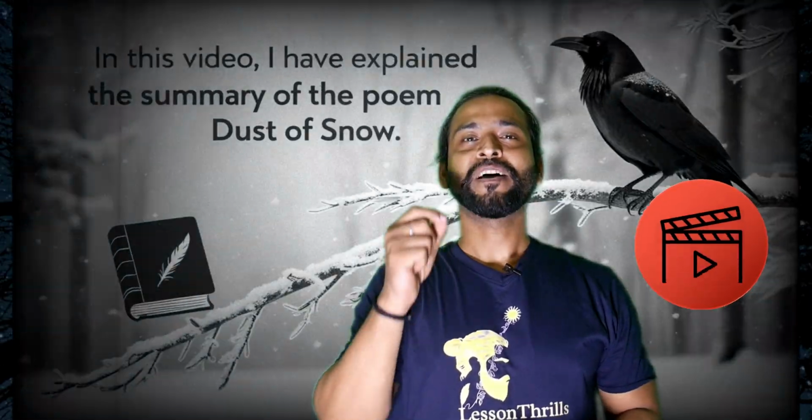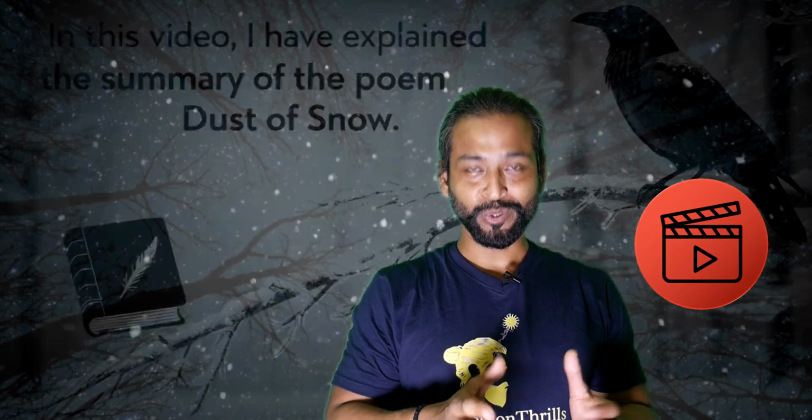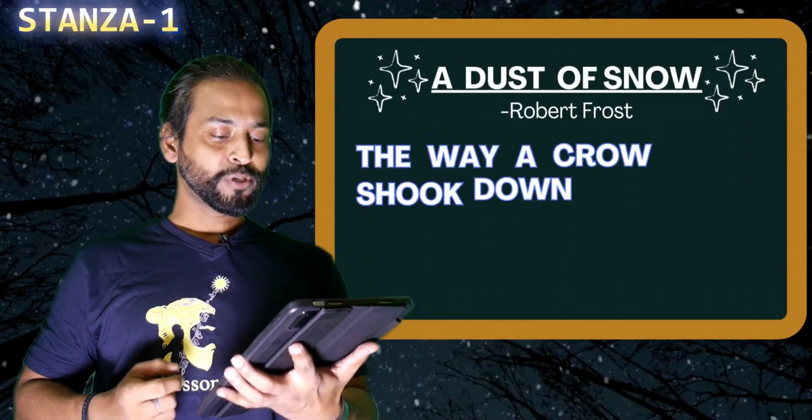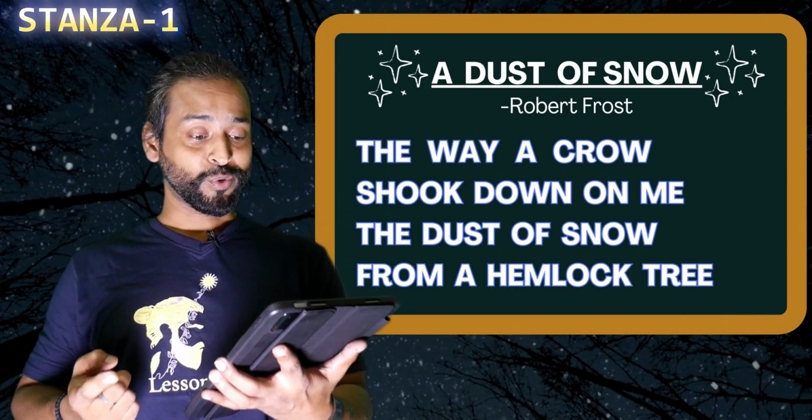In this video, I have explained the summary of the poem Dust of Snow, and after that I have explained the poem line by line, and yes, most importantly, I have mentioned the poetic devices along with animations and entertaining visuals. The way a crow shook down on me, the dust of snow from a hemlock tree.